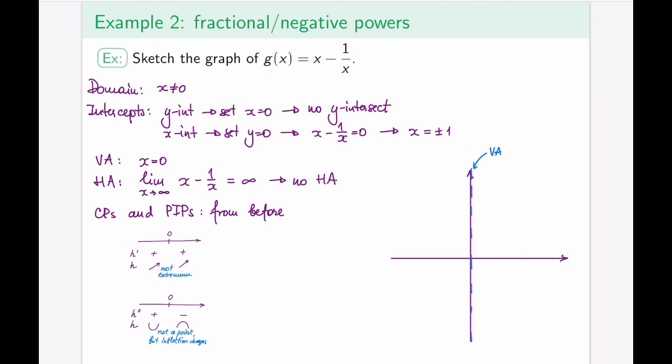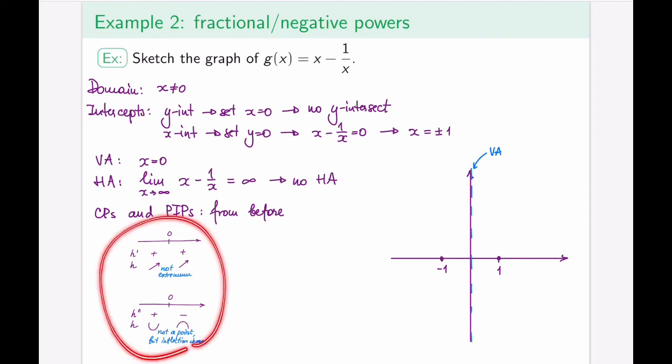And then I know that at plus and minus 1, I have x-intercepts, and everything in our critical points and inflection points analysis revolves around 0. So I know that really my only points of interest here are plus and minus 1. So I'm going to move them a little bit away from the axis and not be terribly close to it, so I can actually see the behavior near them. All right, so these are the points where the graph intersects the x-axis.